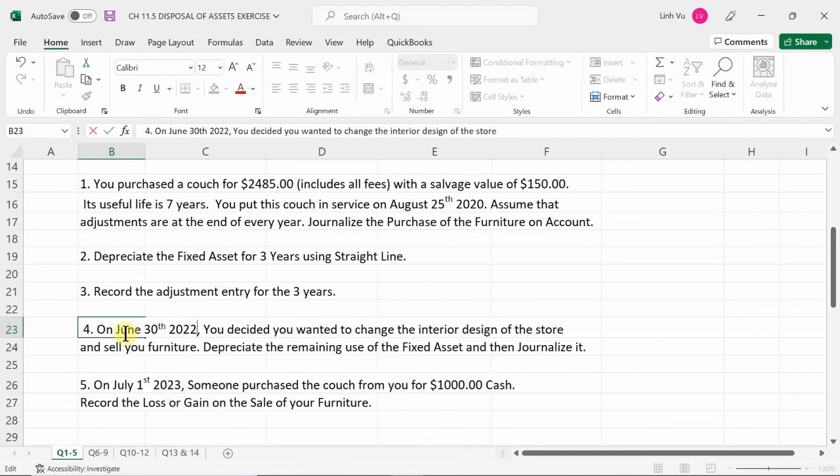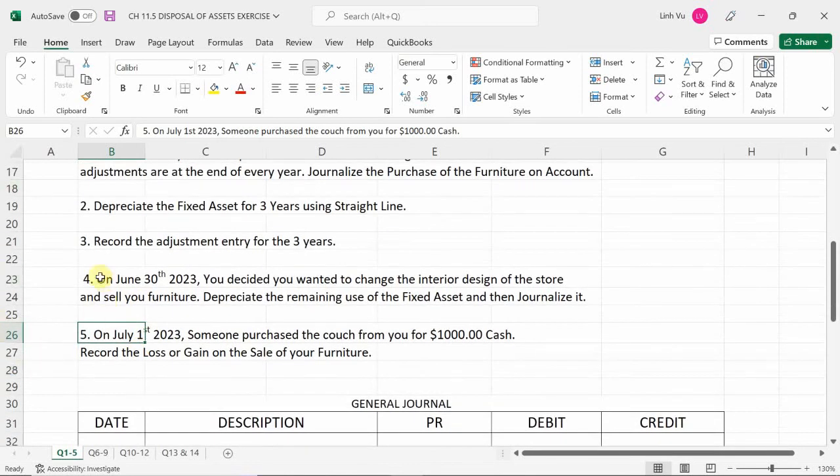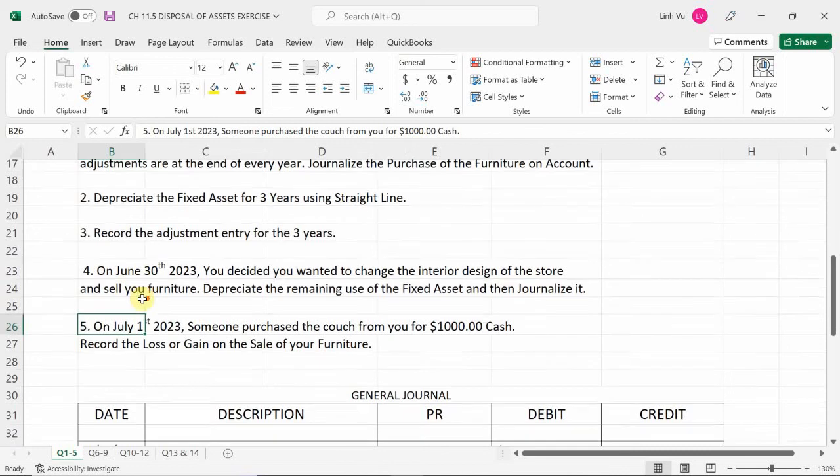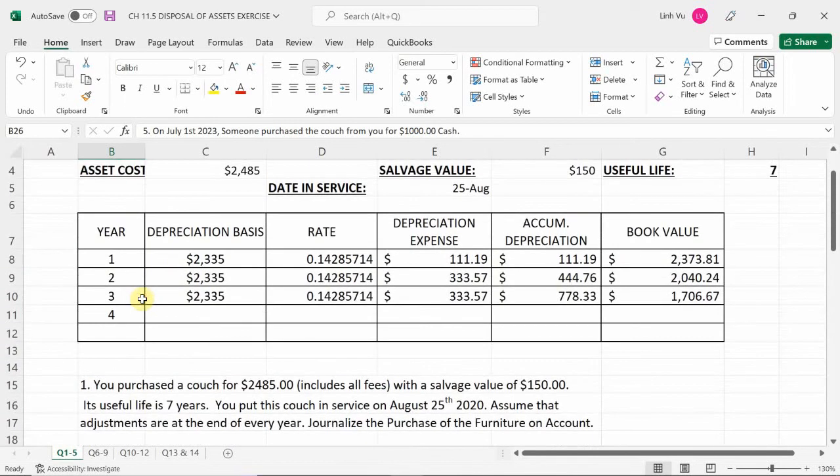that you wanted to change the interior design of your store. So, of course, you decided to sell your furniture in your store. So, you're going to depreciate the remaining use of the fixed asset and then journalize it. I used it up to June 30th, right? So far, I've already accumulated how much?